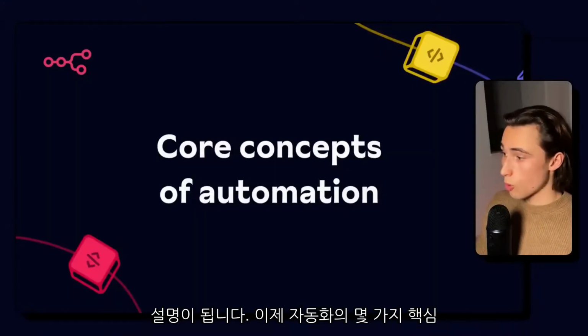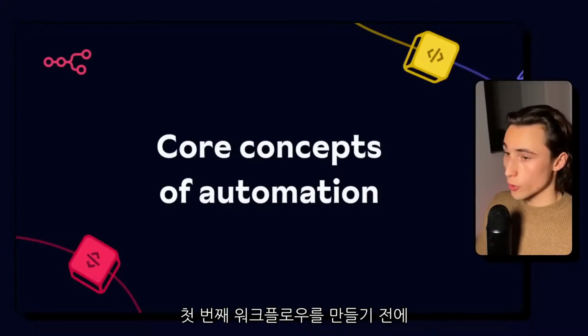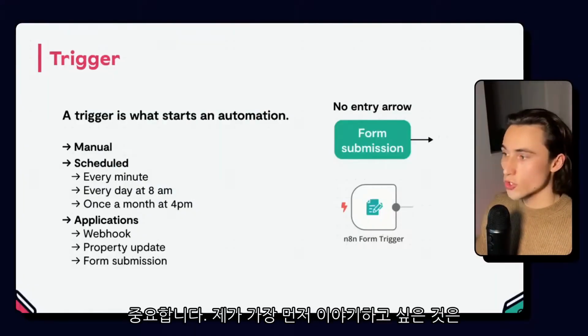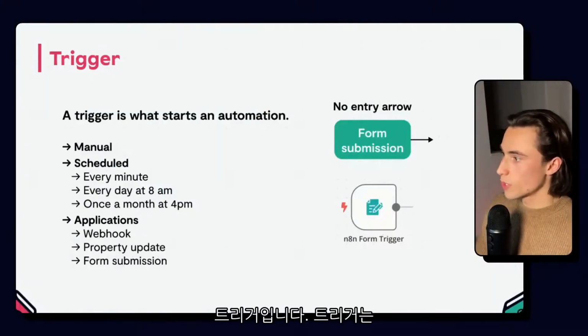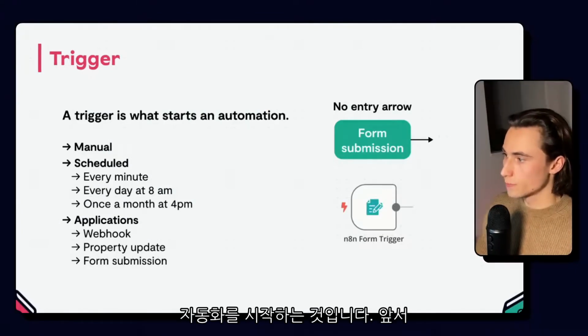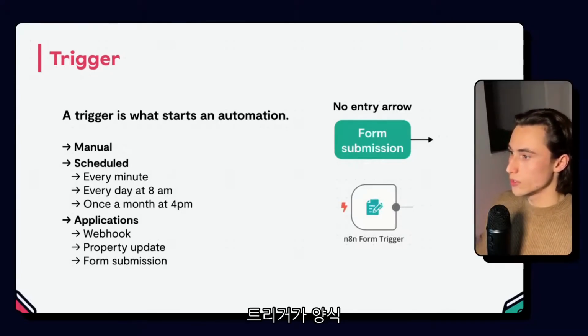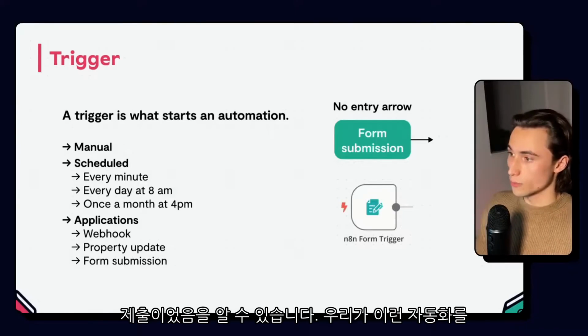I'd like to cover some core concepts of automation that are important to understand before building your first workflows. The first thing I'd like to talk about is a trigger. A trigger is what starts an automation. From the example that we looked at earlier, we can see that the trigger was the form submission.